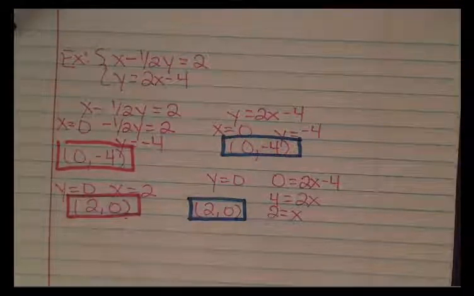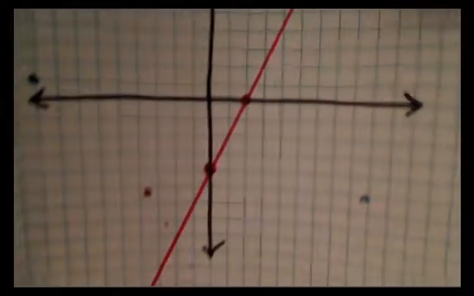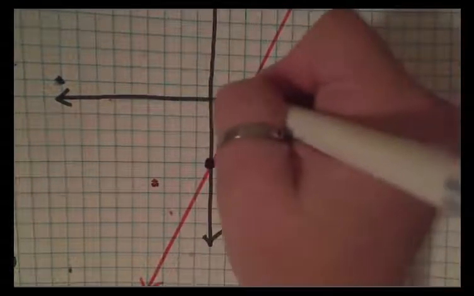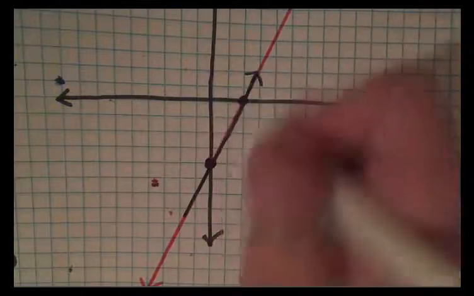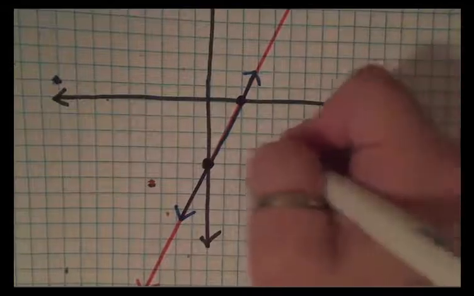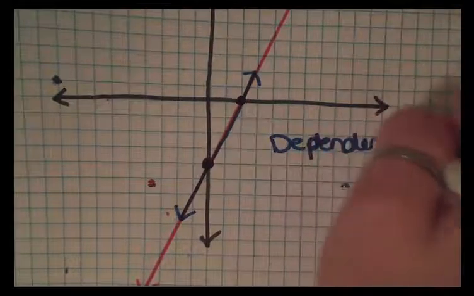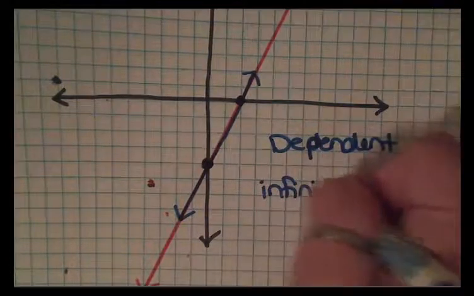So for my graph, this would be my point, and this would be my point, and then my blue line lies directly on top of my red line. So this is a dependent system, and when they're dependent, that means there's infinitely many solutions.